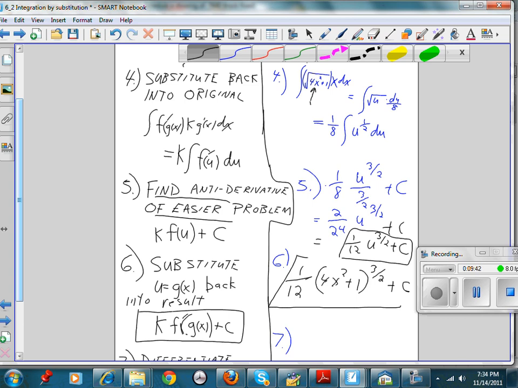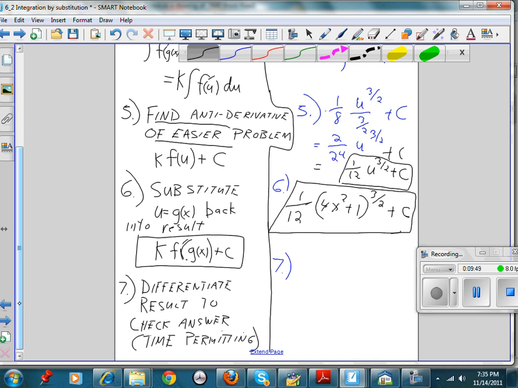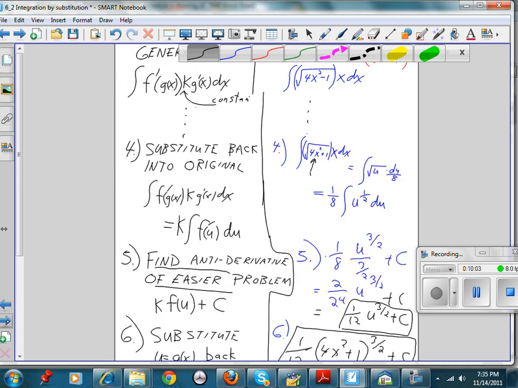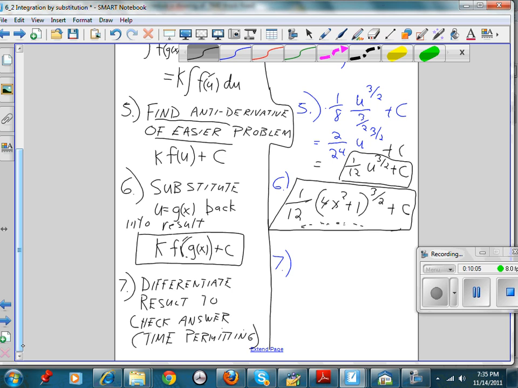That, I believe, should be my answer. Now, if I have time, though, I can always check it, right? Differentiate the result to check the answer. If I take the derivative of this antiderivative right here, I better get back to that, right? That's what an antiderivative is. Well, let's see if that happens.